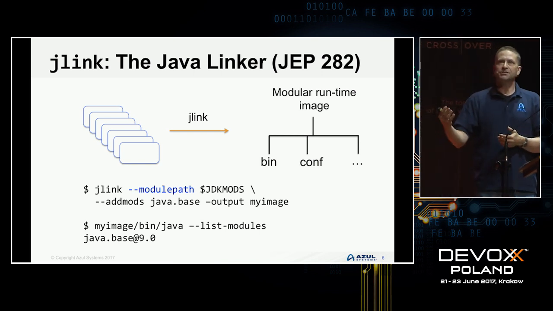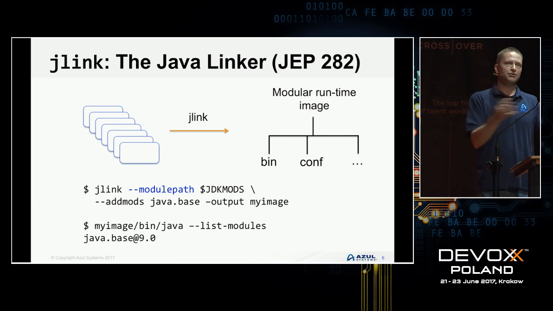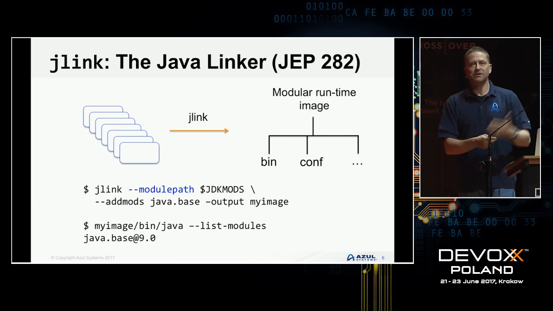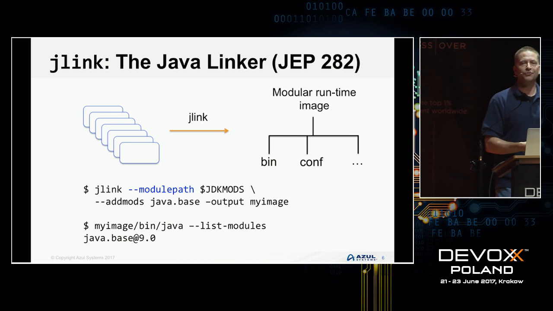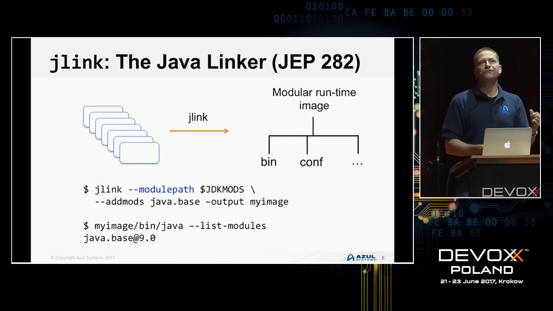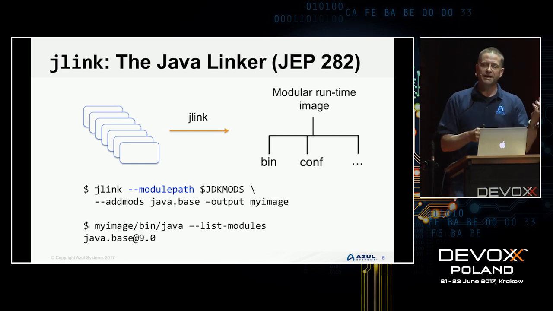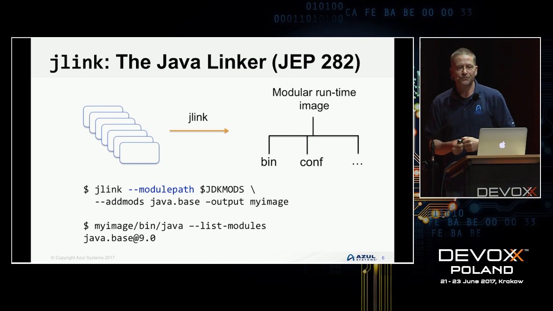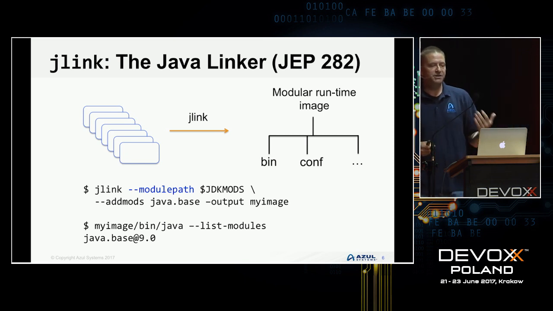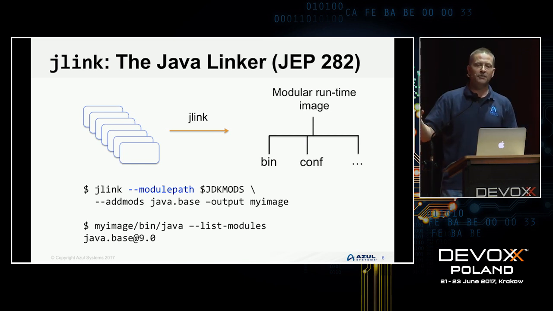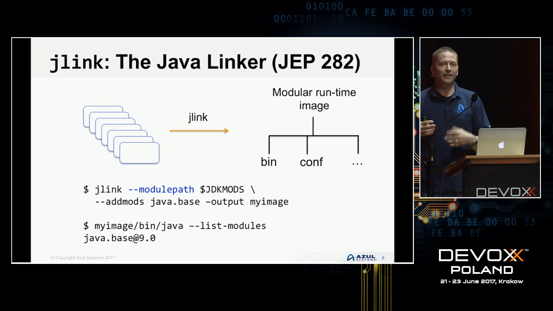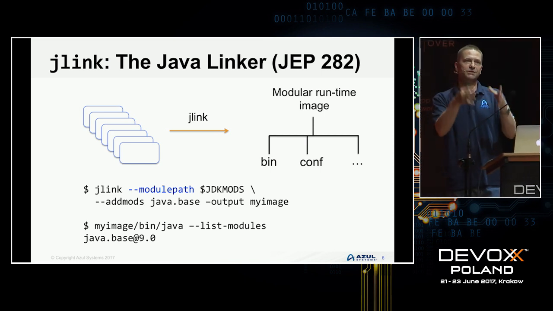This has advantages if you're dealing with constrained devices, if you're doing things like IoT, embedded, that's one good thing. But it's also very useful if you're doing things like microservices and you want to minimize the size of the image that you're going to use in your container. This can be very useful. The way that works is you simply say jlink, specify the module path, where your modules are going to come from, and then which particular module you want to start from.